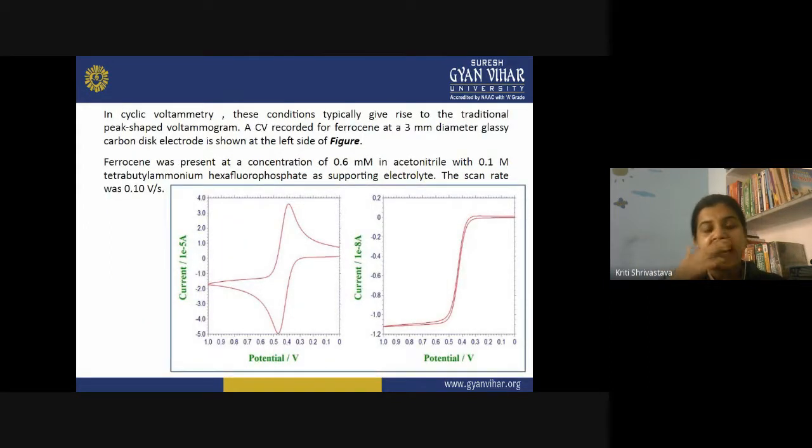In cyclic voltammetry, the results were obtained as shown. The first diagram, on the left side of this figure, is the cyclic voltammogram recorded for ferrocene at a 3 mm diameter glassy carbon disc electrode. So this is the voltammogram obtained for a macroelectrode. The conditions were: ferrocene present at a concentration of 0.6 millimolar in acetonitrile with 0.1 M tetrabutylammonium hexafluorophosphate as the supporting electrolyte, and the scan rate was this.